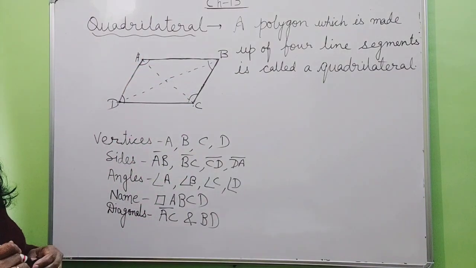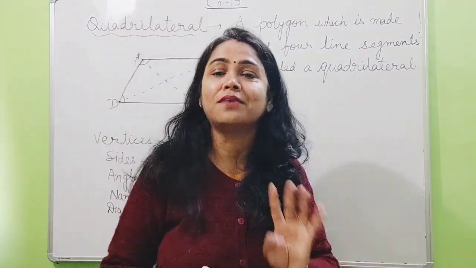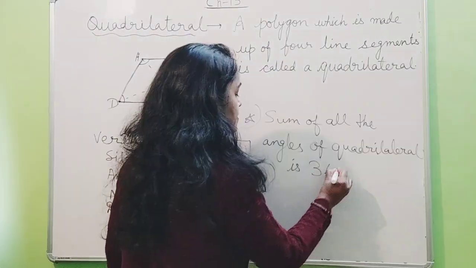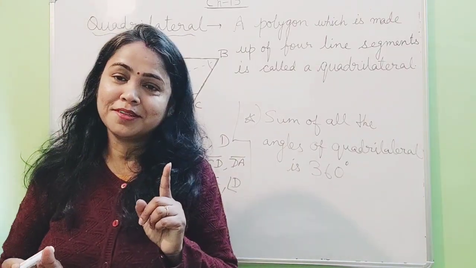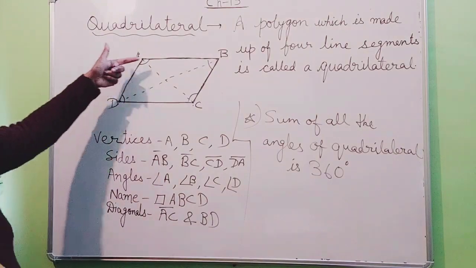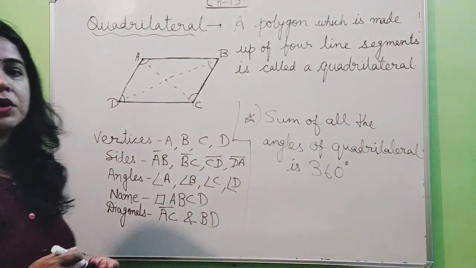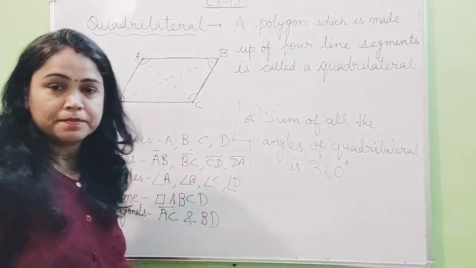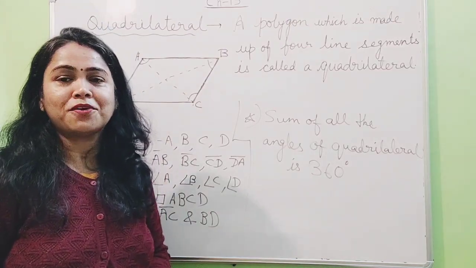Next, one more important thing: the sum of all the 4 angles of a quadrilateral is 360 degrees. In a triangle, the sum of the angles was 180. In a quadrilateral, it is 360, double that of a triangle. Next, I will tell you about different kinds of quadrilaterals. Sometimes the sides are in different ways. So, I will now explain the types of quadrilaterals.